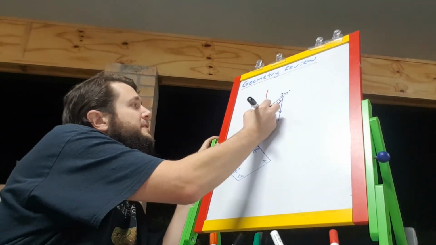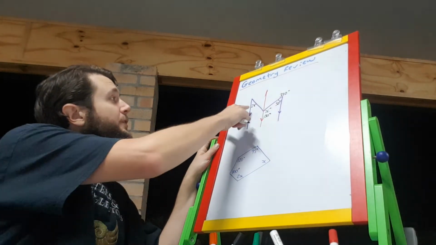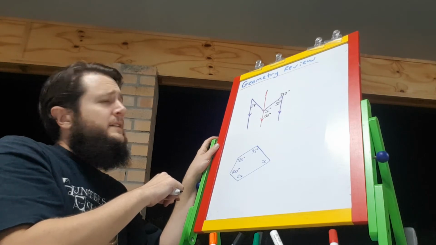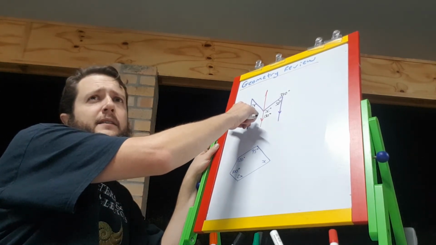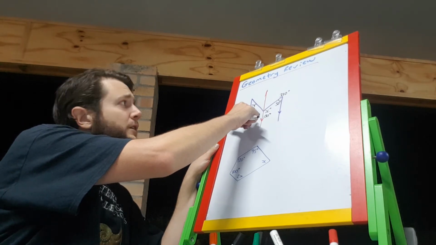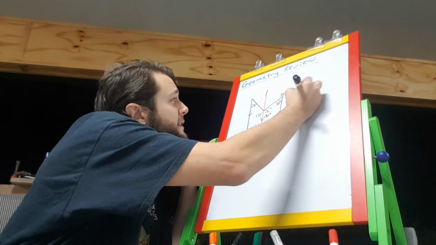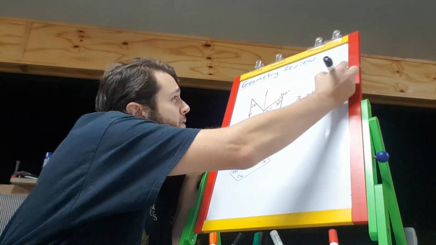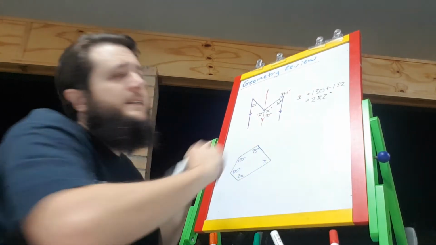So what that means is on this side here, we've got 130 degrees. On this side here, this angle and this angle also have to add together to be 180. So 180 take away this will be 152 degrees. So X is going to be that angle plus that angle. It's going to be 130 plus 152, which will be 282 degrees.